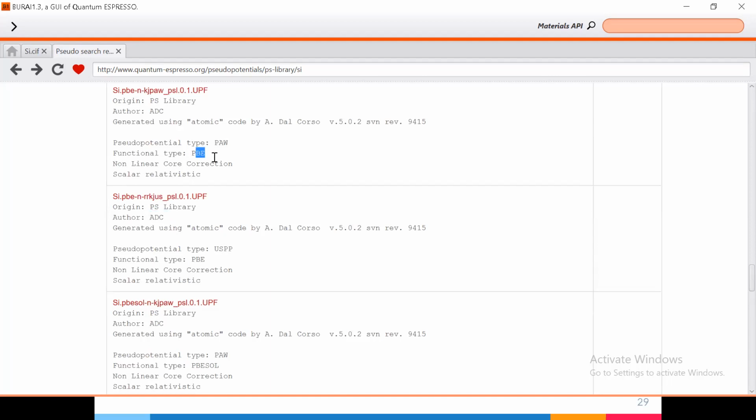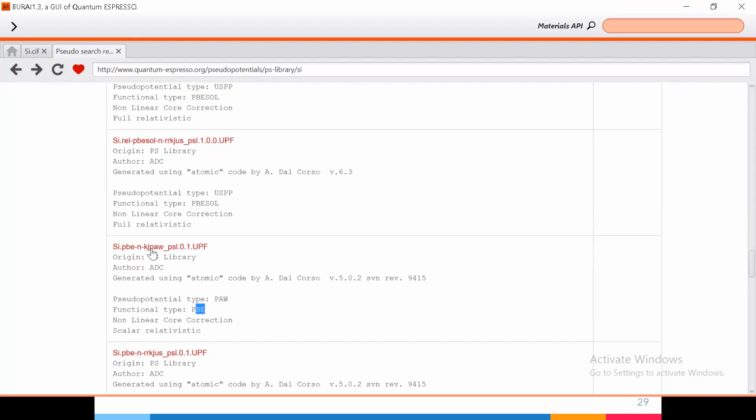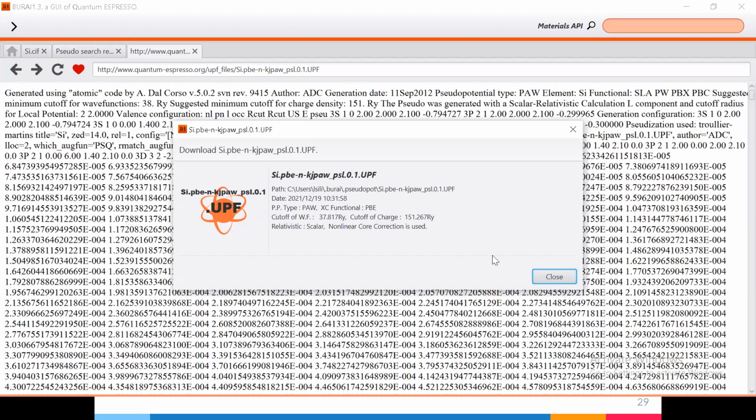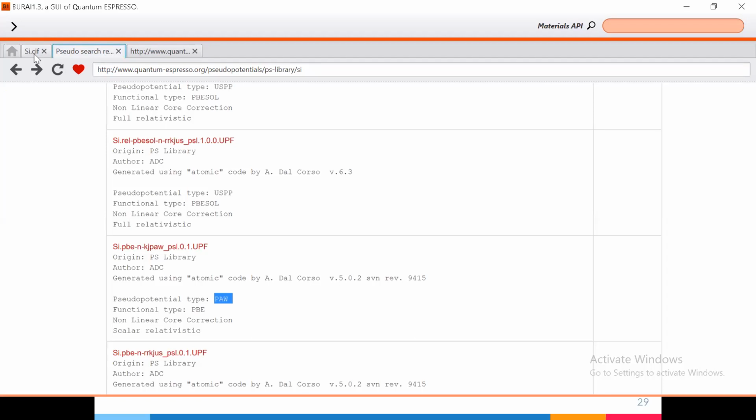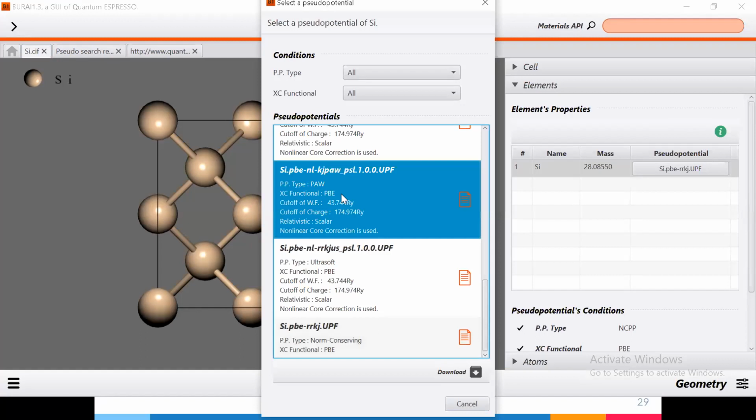Normally the RRKJUS and the RRKJ PAW, this is a PAW one, that's called a PAW potential. PAW ones are much more stable. So yeah, let's try to download that and see. Close. Let's see whether we have that now. Yeah, we have it. PAW. And you double click that. That comes up here.